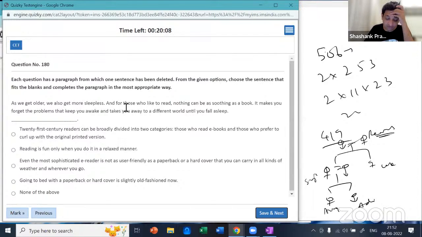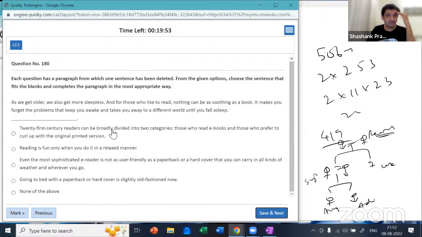As we get older, we also get more sleepless. Those who like to read, nothing can be as soothing as a book. It makes you forget the problems that keep you awake and takes you away to a different world until you fall asleep. So books are in a positive context. 21st century readers can be broadly divided into categories: e-books and okay. I don't know. Reading is fun only when you do it in a relaxed manner. It's ulta na. If you're not relaxed, then reading makes it. Even the most sophisticated reader is not as user friendly as a paperback or hardcover that you can carry in all. It doesn't matter. Going to bed with a slightly opening, not it. So either one or none of the above.